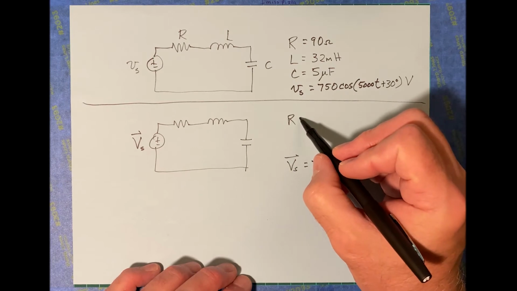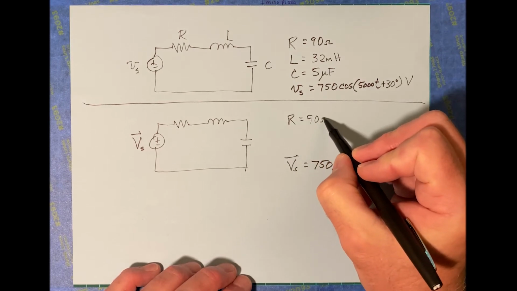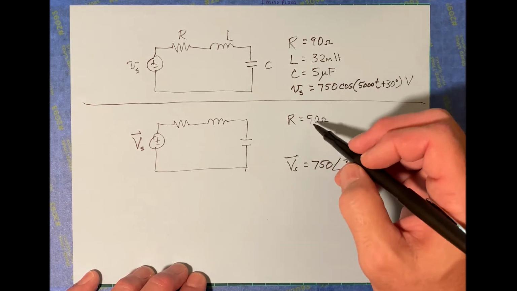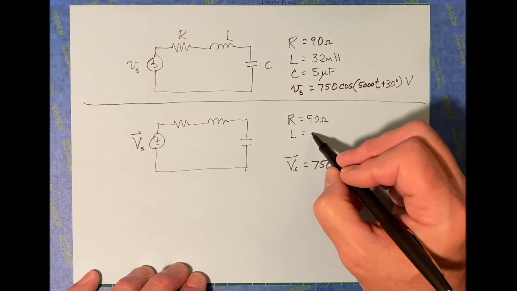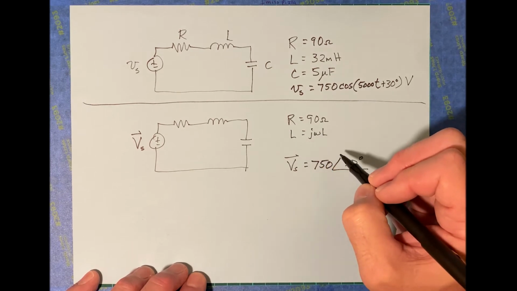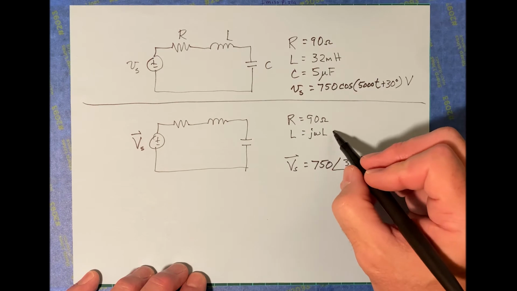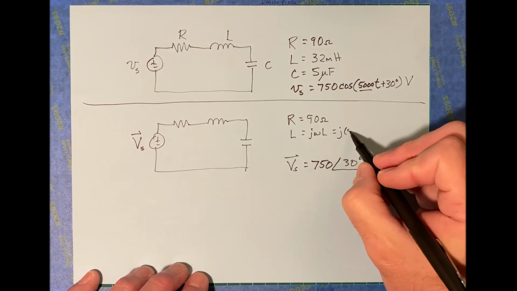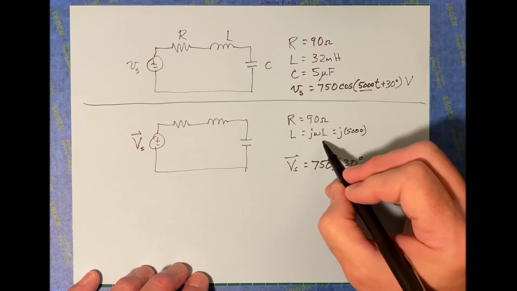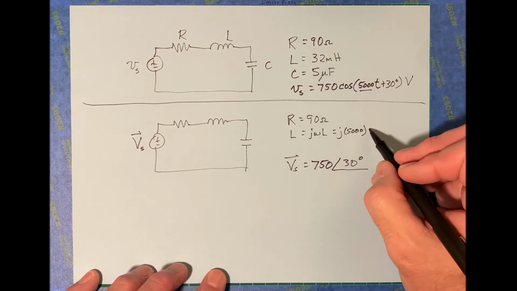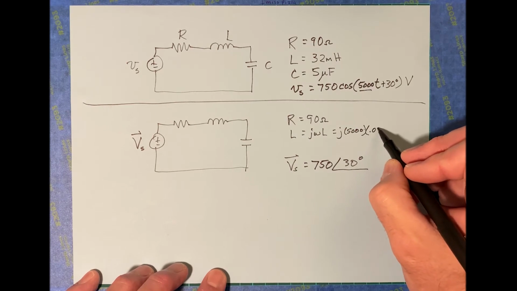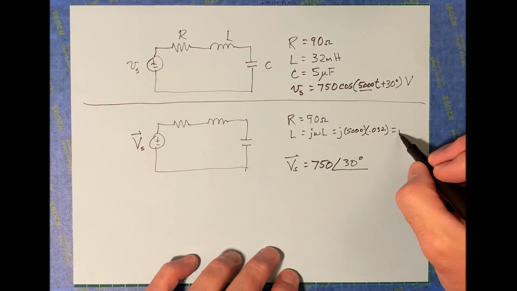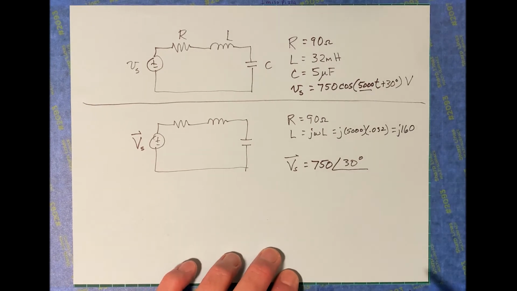Well, the resistor is still 90 ohms. Remember, that doesn't have a complex component. So the resistor is just the resistor. The L is going to be j omega L. So we're going to have j times omega. Well, what's omega? Omega is 5,000 times, 5,000 hertz times L. L is 32 millihenries, so that's 0.032. We do that multiplication, and we get j160.